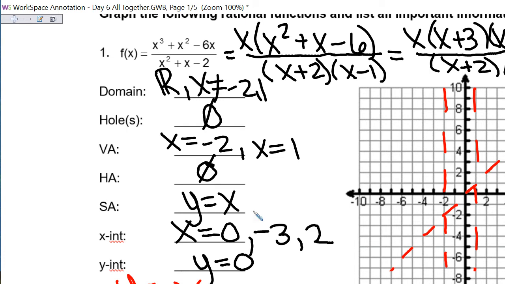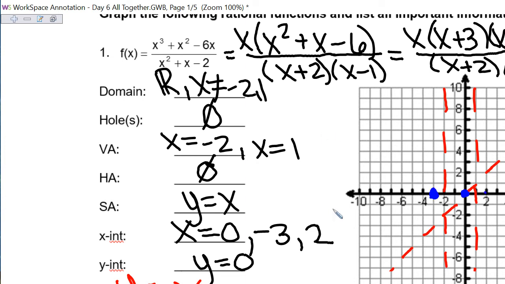So asymptotes first. After the asymptotes, plot your intercepts. So we have 3 x-intercepts to plot. We have one at 0, which is right there on the slant asymptote. We have one at -3. And we have one at +2.